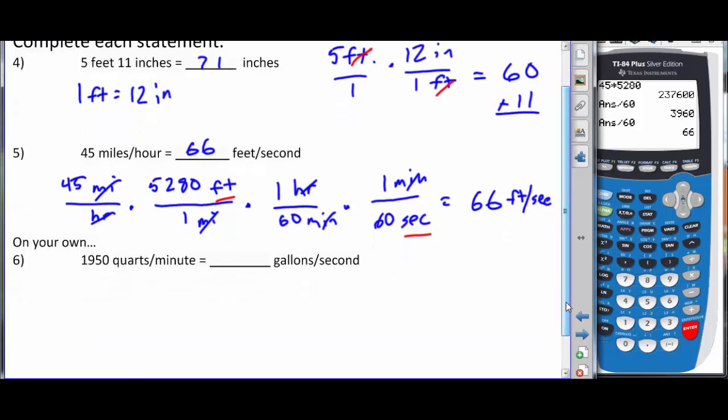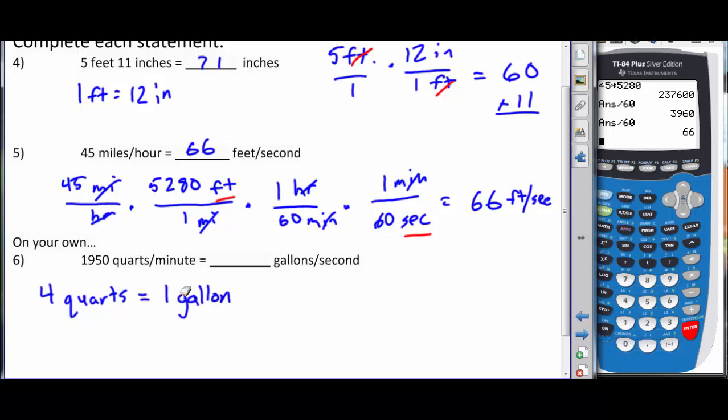All right, number 6 is an on your own. It's converting from quarts per minute to gallons per second. Now, there's something you need to know before you can do this. This is something that you'll see on that cheat sheet that you'll have available to you, and that is that 4 quarts is equivalent to 1 gallon.